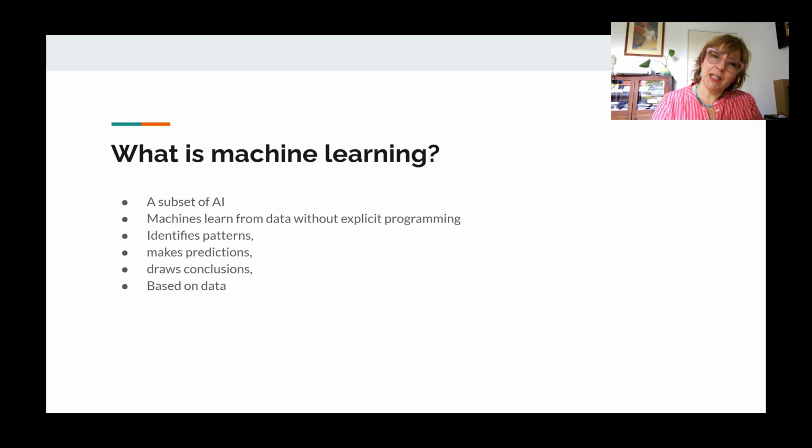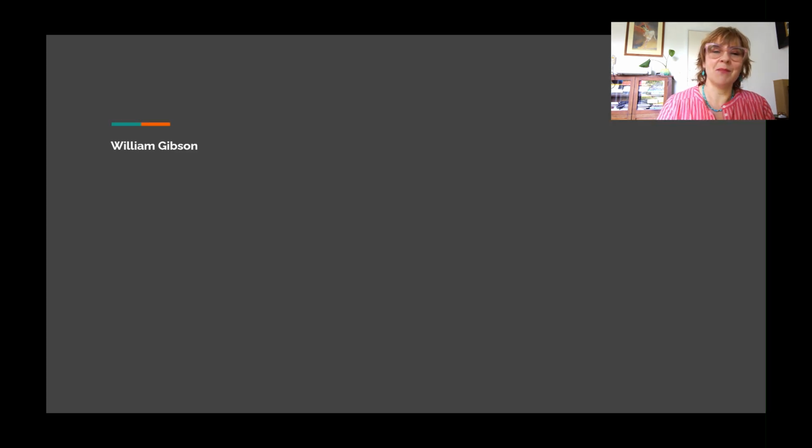So, what is machine learning? So, machine learning is a subset of AI, and it's how machines learn from data without explicit programming. I remember when I learned to program, every comma had to be in the right place. So this is quite a departure from that. It identifies patterns, makes predictions, draws conclusions, all based on data. So the data set that the AI receives is really important, crucially important to what comes out of it.